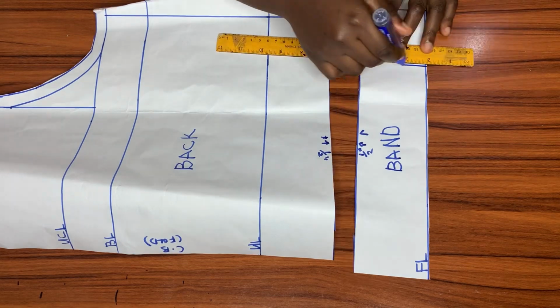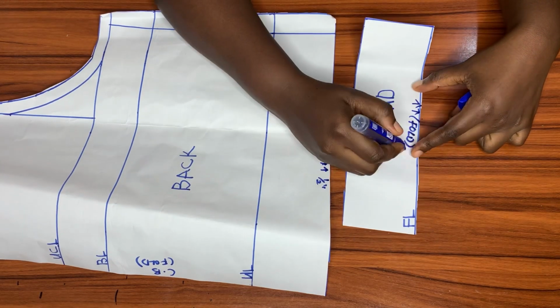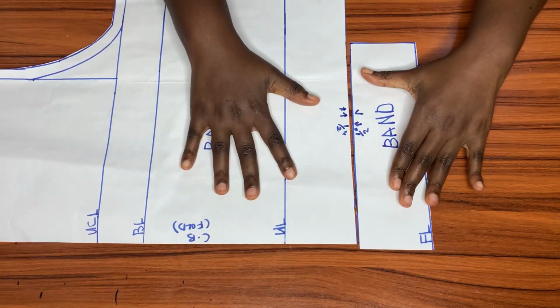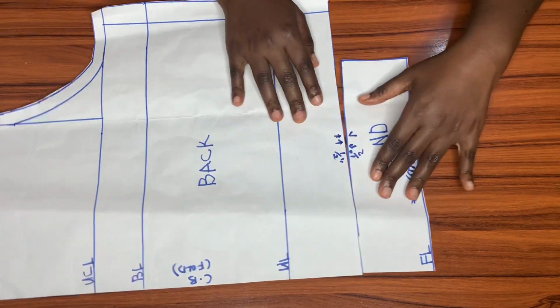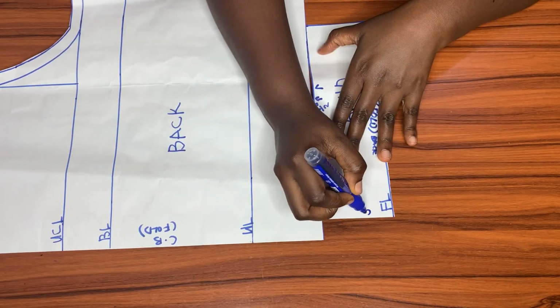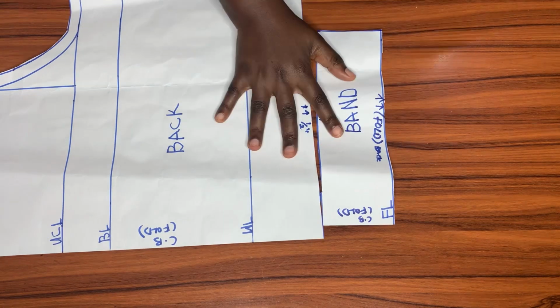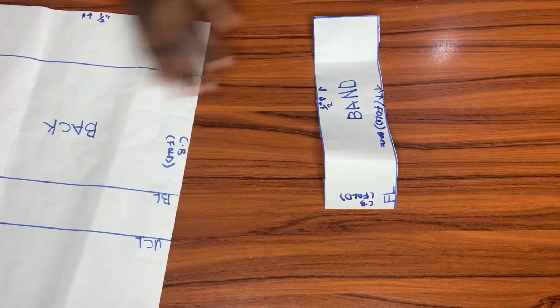I'll connect the point and cut that out, and then indicate that the end of the band will be cut on a fold just like the front. So the band will be attached to the rest of the back piece like so, which means that this side of the band will be the center back and should be cut on a fold as well. So that's it for the back pattern. I'm going to set it aside.